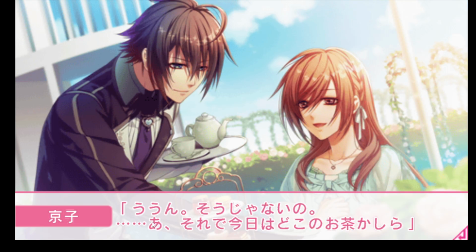Doko no ocha kashira? Sorede is like, so. Kind of. And so, exactly. Today's tea is from where? About the today, we have the particle wa here, but we didn't really talk about it much. Wa is like, what is wa?